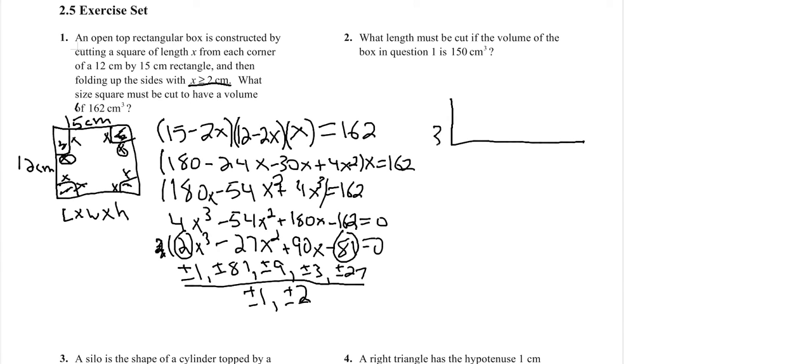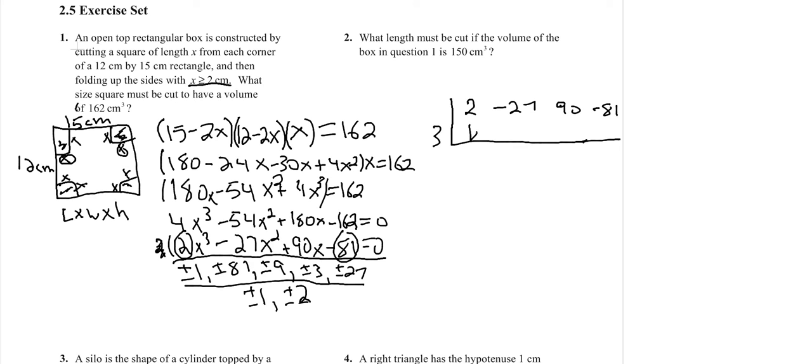So 3, and then I'm just taking the numbers from here and putting them back in at the top here. Normal synthetic division, so 2, negative 27, 90, and negative 81. It's not going to show up there. Okay, better move that over.